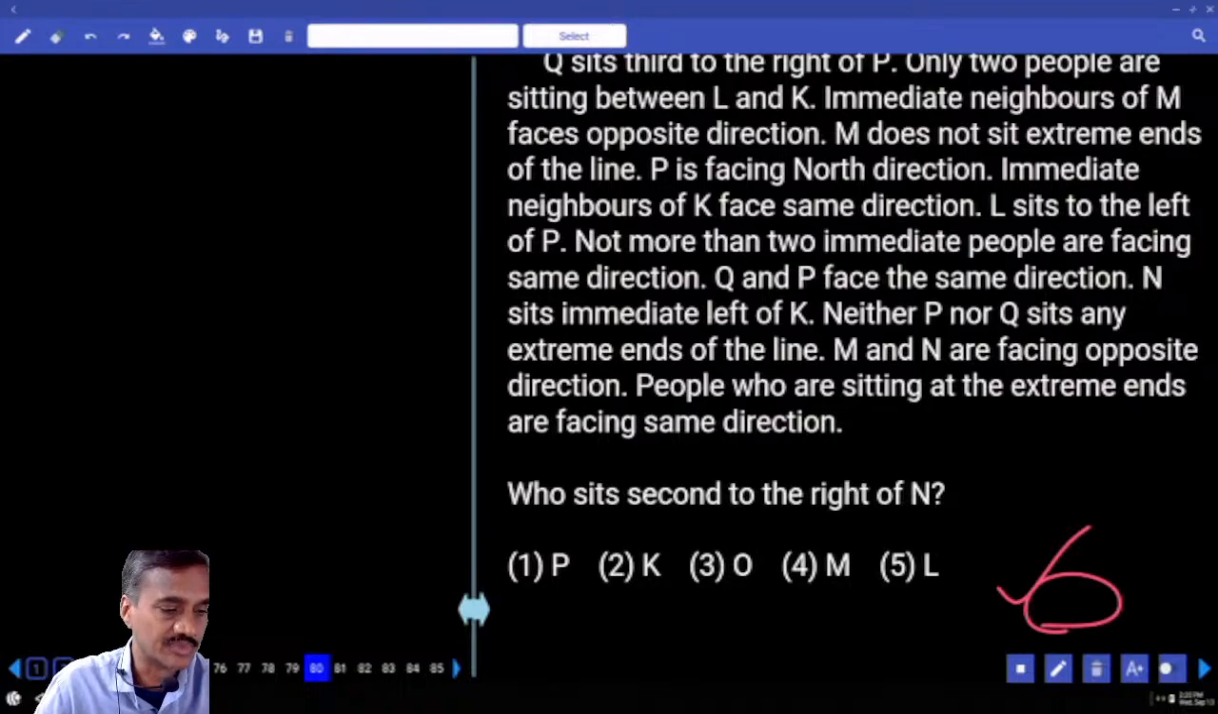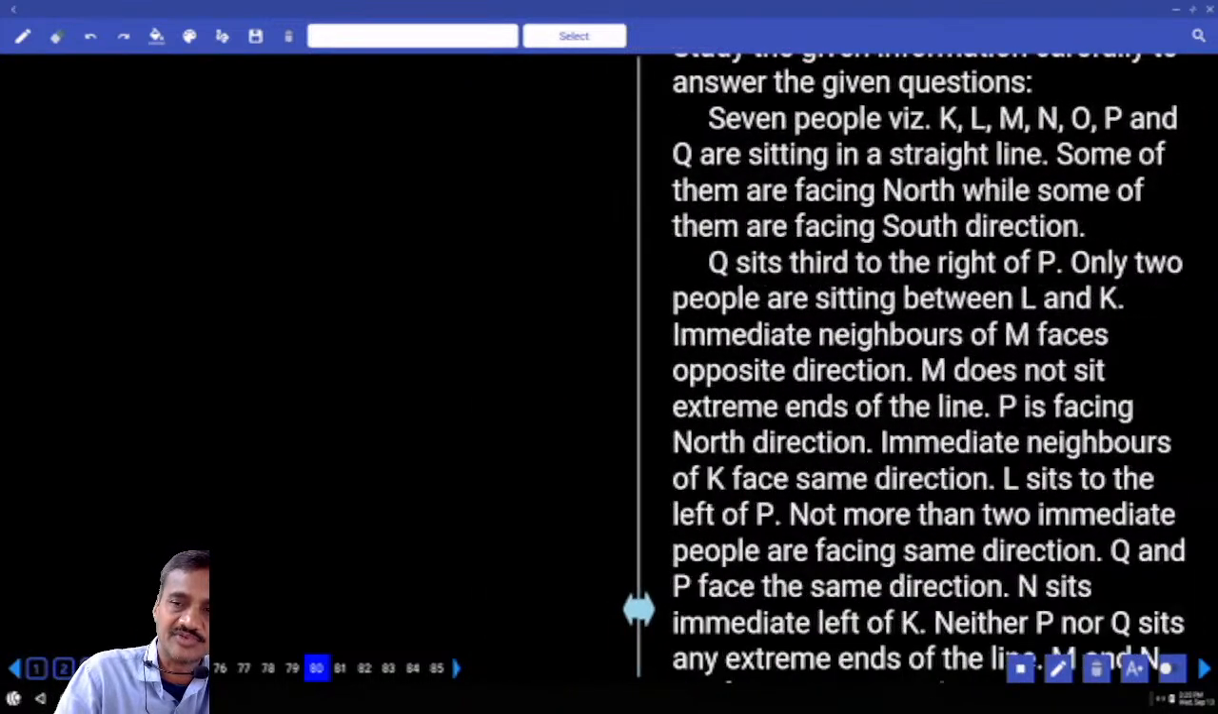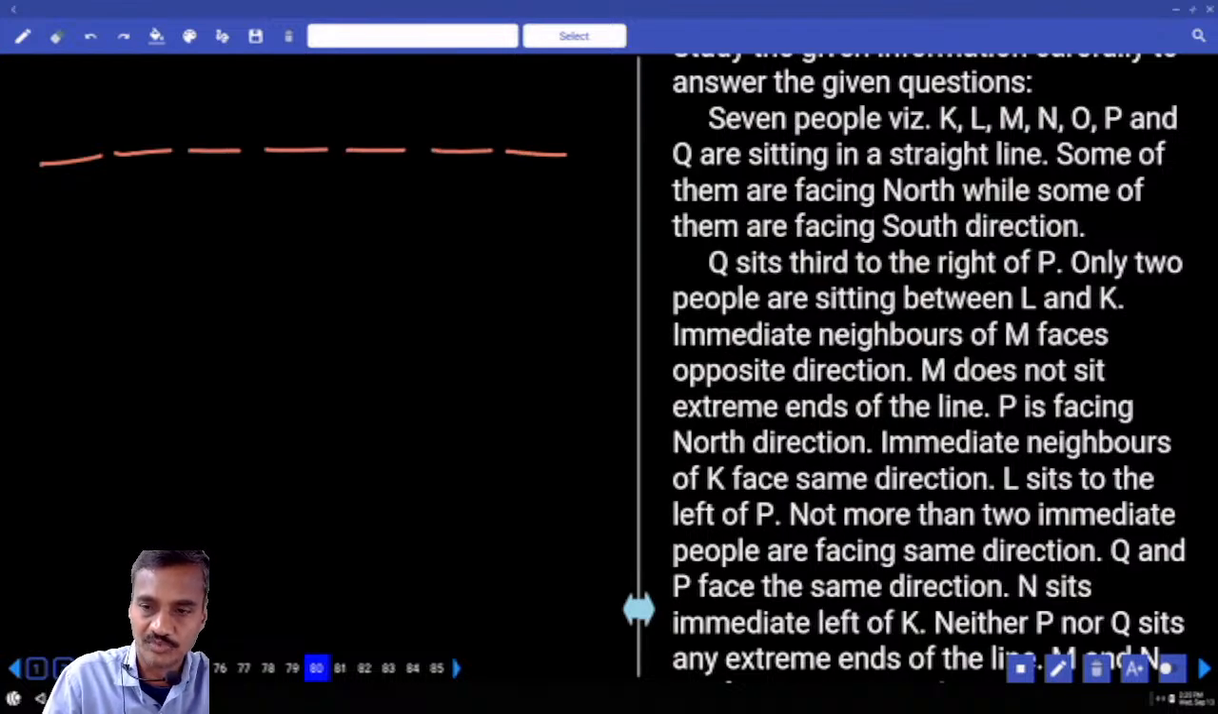The next one, question number 80 onwards. Now in this 80 onwards, it is based on row arrangement. There are 7 people seated in a straight line: 1, 2, 3, 4, 5, 6, 7, and K, L, M, N, O, P, Q. Some face north and some face south, clearly given.